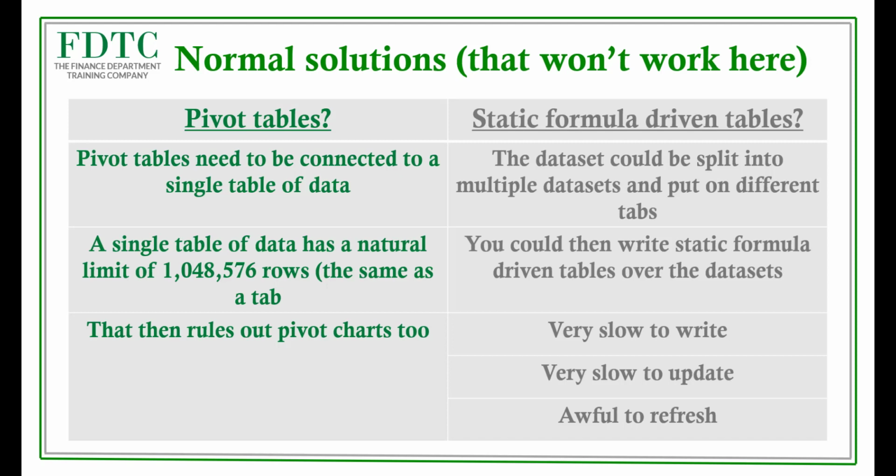So you could put some of the data in one tab and some of the data in another tab, and then you'd end up having two different pivot tables. But that is a long way from ideal. That also rules out pivot charts. It also rules out static charts. What you could do is use some static tables. So you could create a summary tab, put some of the data on one tab, some of the data on another tab, and do some formula calculations on your summary tab.